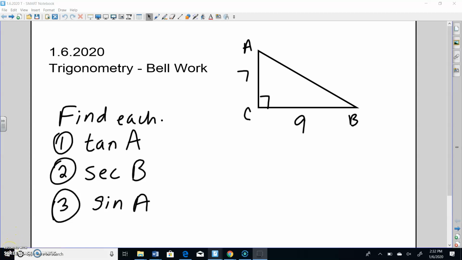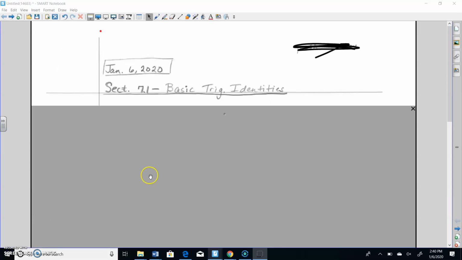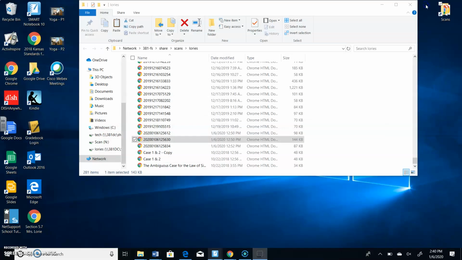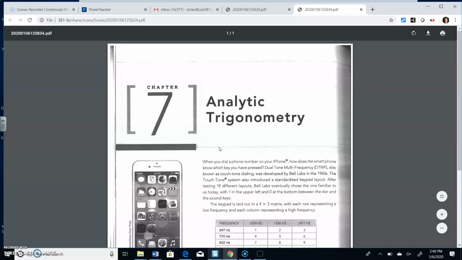Mathematical radical. Okay, so you might say, why do we need to study trig identities? Well, let me just show you something. This is in your book, but I went ahead and put it up here.